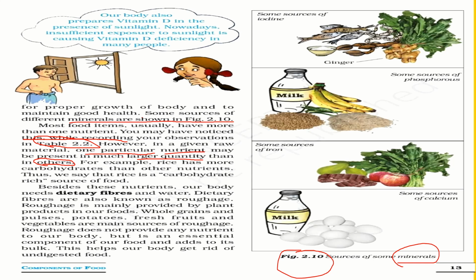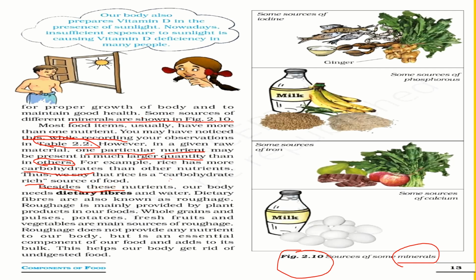For example, rice has more carbohydrates than other nutrients. Thus we say that rice is rich in carbohydrates. It is a source of carbohydrates.